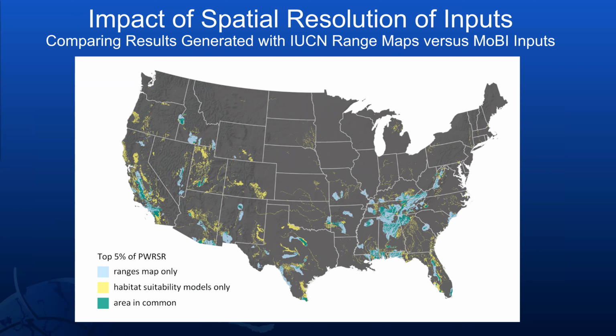Although the Southern Appalachians and the Florida Panhandle and California's Central Valley, they're all shown as important using either type of distribution data, the habitat models point to many other areas that are important. So again, thinking about these results from the perspective of states that are working to conserve imperiled vertebrates within their jurisdiction, the habitat models identify important areas in 46 of the 48 states, while the range maps do so in only 24 states.